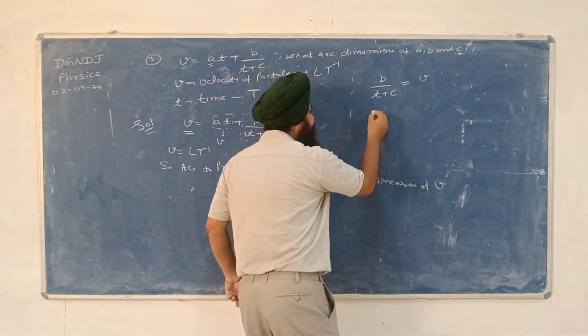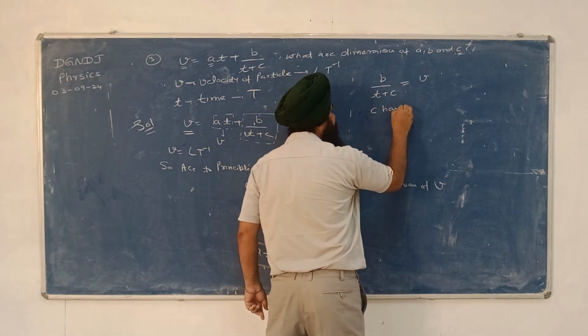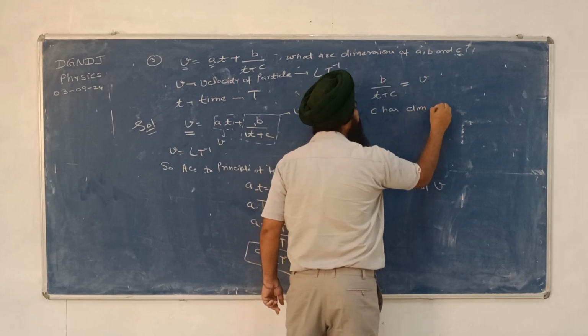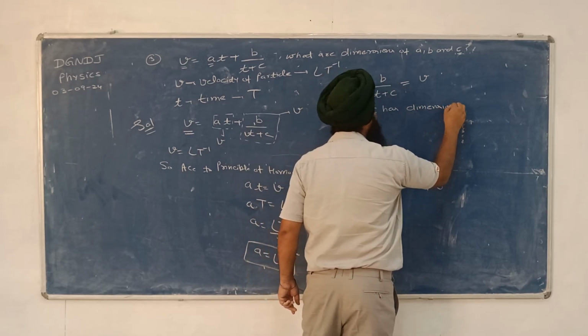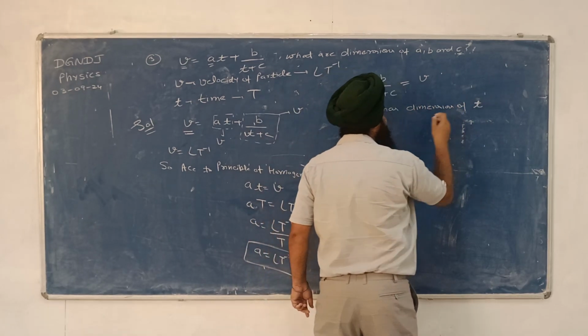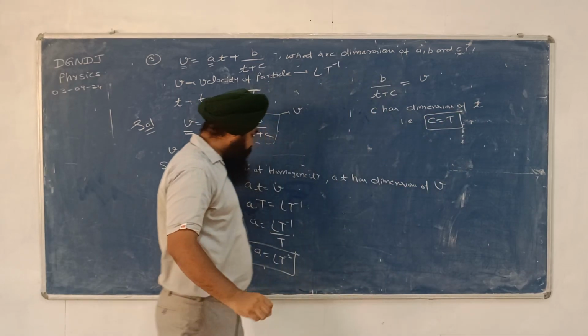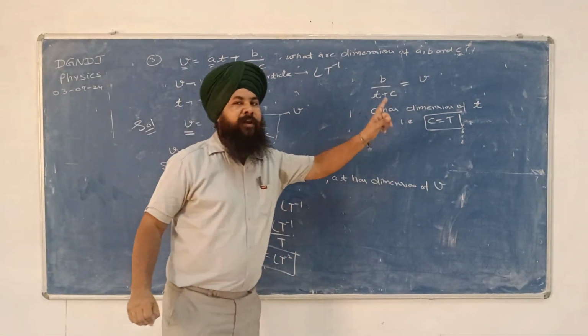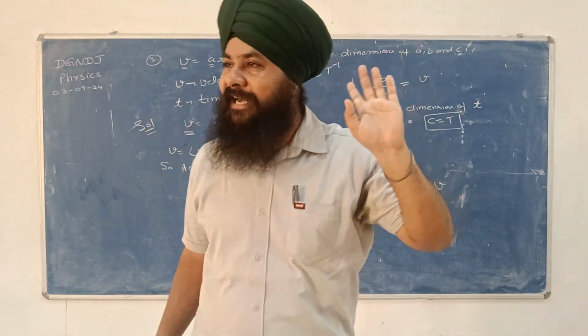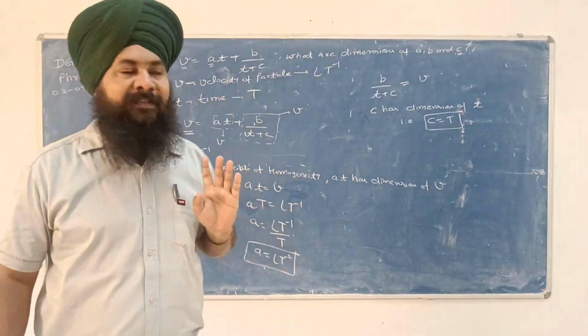So I will write here c has dimensions of t. That is c is equal to t. So I have calculated a and c. Only b is left with us.